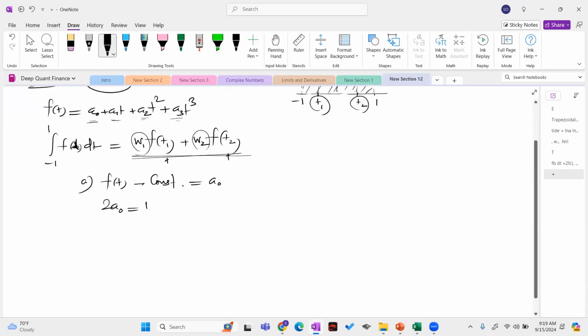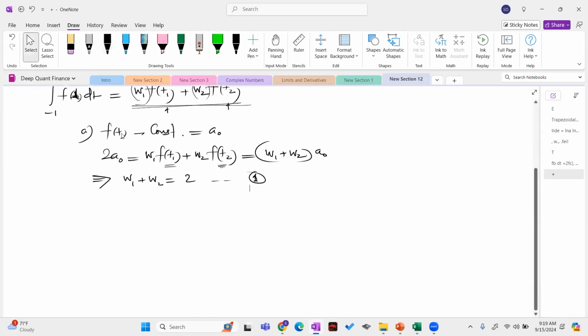That must be equation 1, w1 f(t1) plus w2 f(t2). But if f(t) is constant, then no matter where you sample these values, f(t) is always a0, right? So I can write (w1 plus w2) times a0. And my first equation is w1 plus w2 must be equal to 2. Equation 1. I got this from assuming that f(t) is constant, then this must be true.